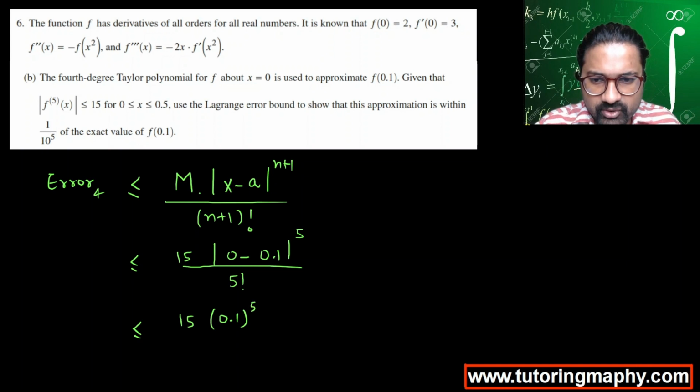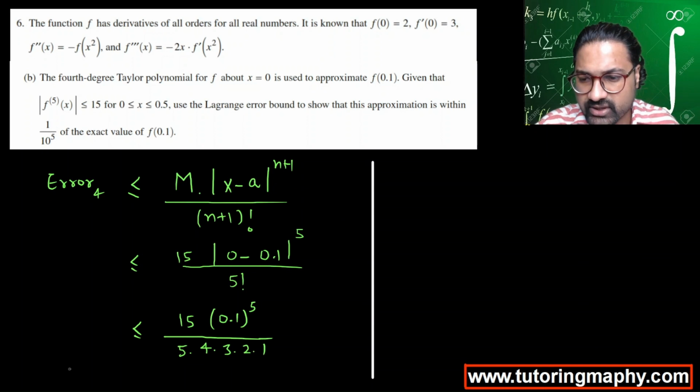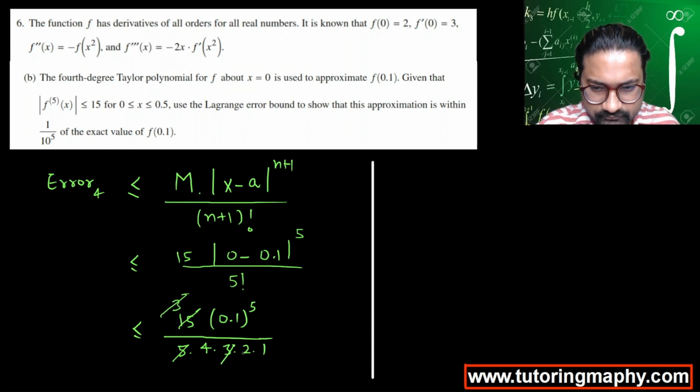This just becomes 0.1 raised to 5. What is 5 factorial? It's 120, but if you don't remember these factorials, I remember till 5, we can always write it as 5 times 4 times 3 times 2 times 1. 5 times 3 is 15, and 15 and 15 is gone. If you don't understand, 5 times 3 is 15, and 3 and 3 is gone. So I'm left with 4 times 3 is 12, correct?